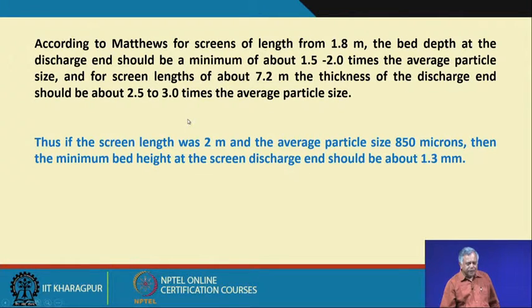So, how much bed depth should I have? According to Matthews, for screens of length 1.8 meter, the bed depth at the discharge end should be a minimum of about 1.5 to 2 times the average particle size. These are some of the proposed rules, and you have to verify whether it works well with your material. And for screen lengths of about 7.2 meter, the thickness at the discharge end should be about 2.5 to 3 times the average particle size. But this is not a fixed rule, I am repeating it again. You have to verify this with your material.